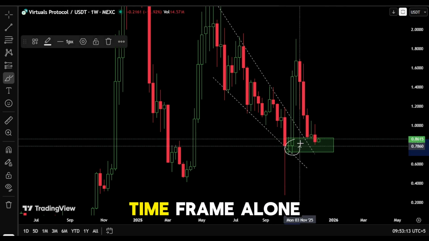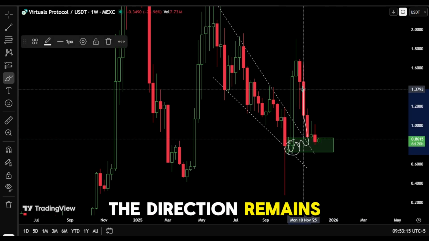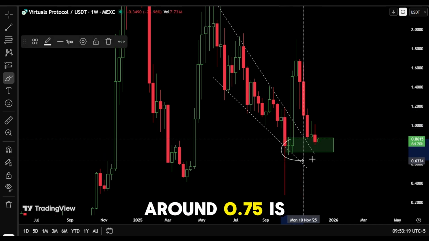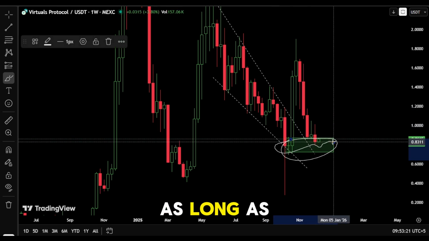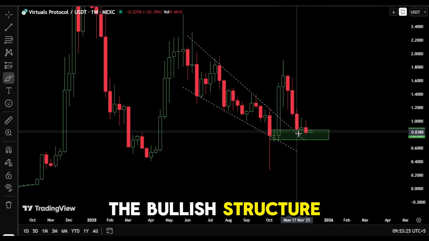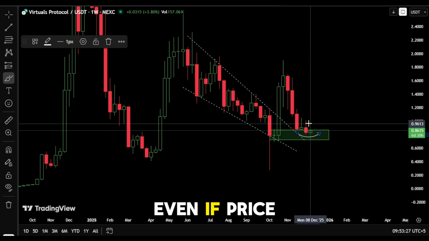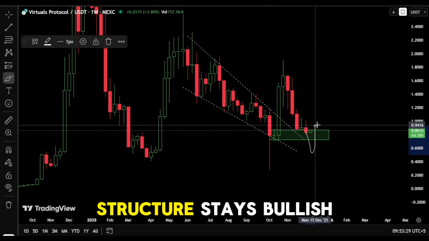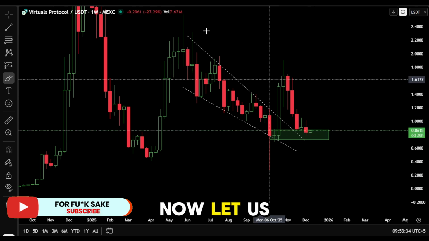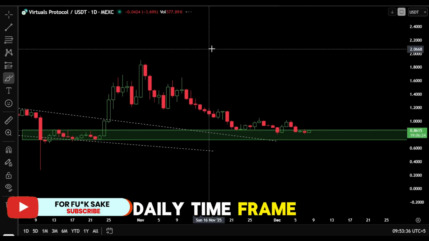From the weekly time frame alone, the direction remains upside as long as the weekly demand zone around 0.75 is respected. As long as candles continue to close above that area, the bullish structure remains valid. Even if price wicks below temporarily, structure stays bullish if the weekly body closes above it. Now, let us move to the daily time frame.